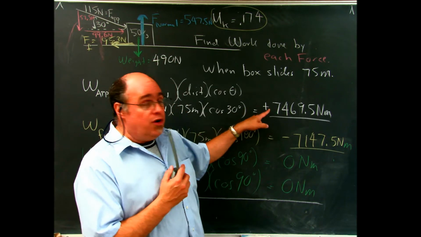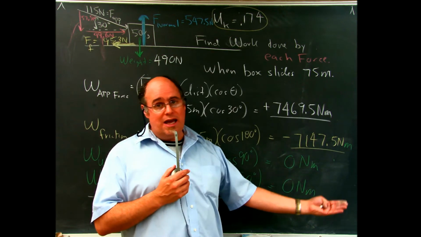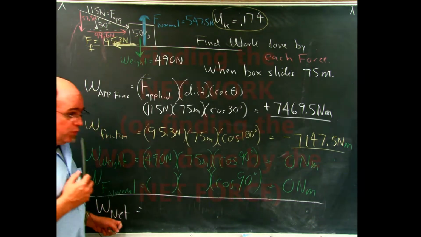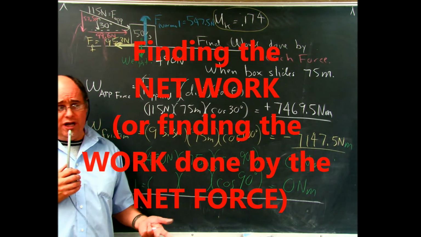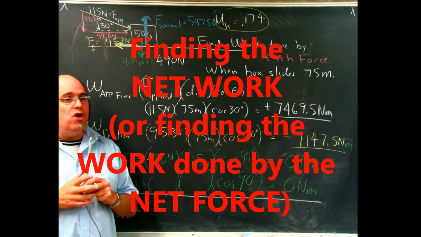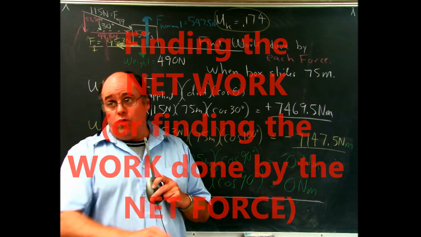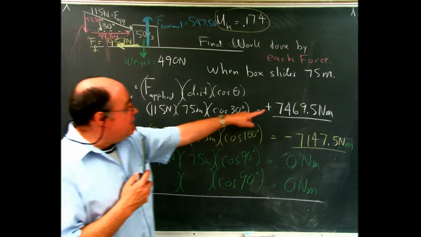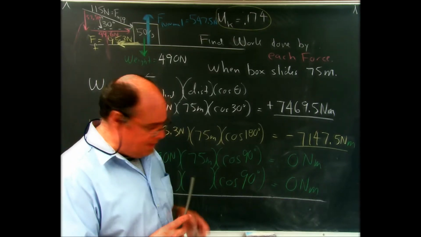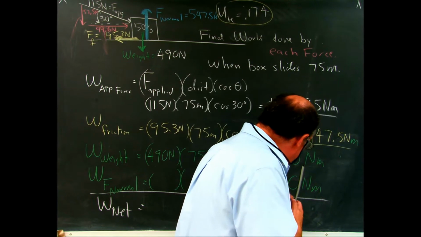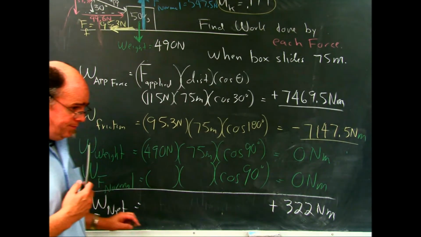So I consider positive work to be energy going into the system. Negative work is when something is taking energy out. And the net work, when we talk about the net work, you could talk about a person's net worth. How much money do they have altogether when you consider all the things they own and all the money that they owe to others? So if we just add these up, take this number and add that negative value to it, you'll come up with some amount, and it comes out to be a positive 322 Newton meters. That's my net work.